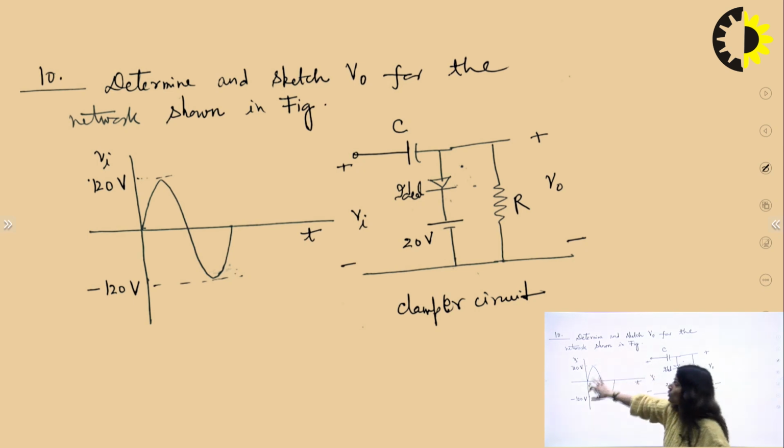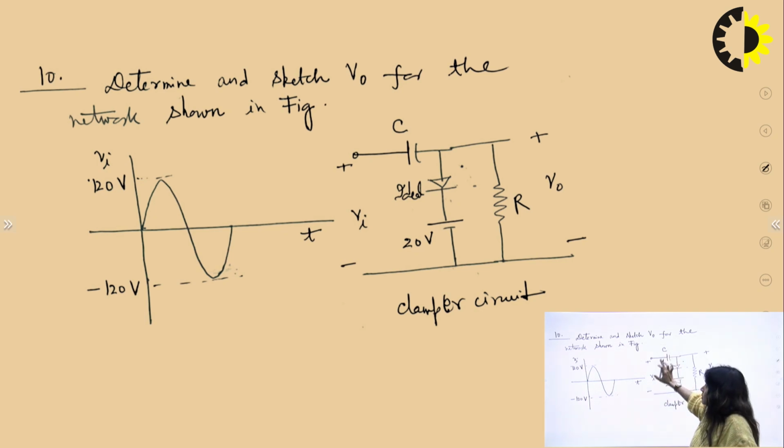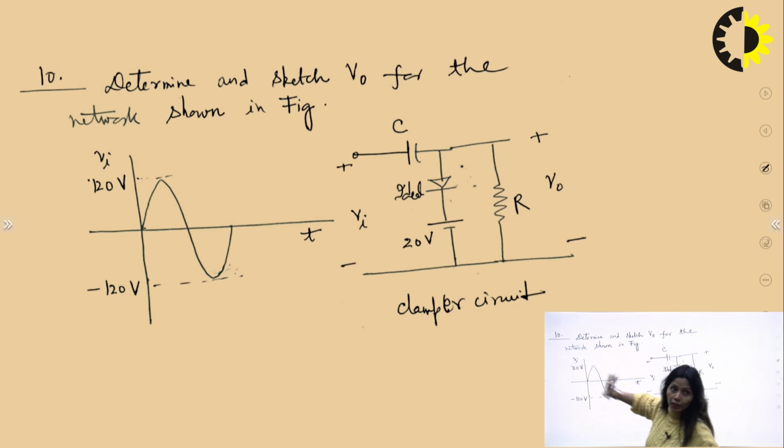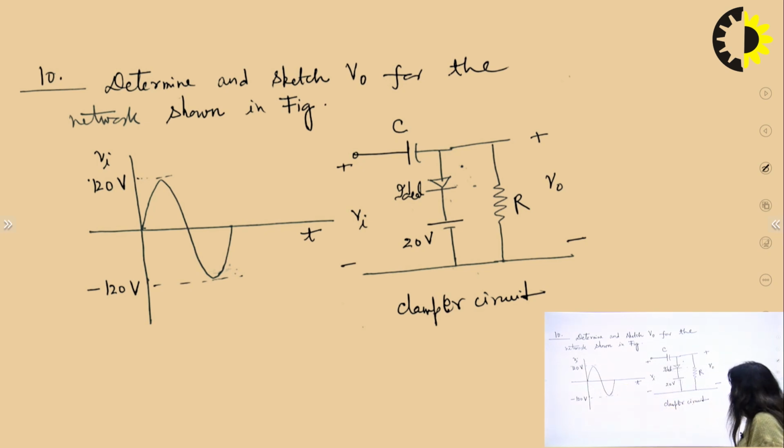Now, this is the input waveform. A sinusoidal input waveform has been given for the question. The capacitor is here and the diode is ideal, and here it is being biased by 20 volts. See this 20 volt, and this peak is 120 volt, right? You have to sketch the waveform across this resistance.